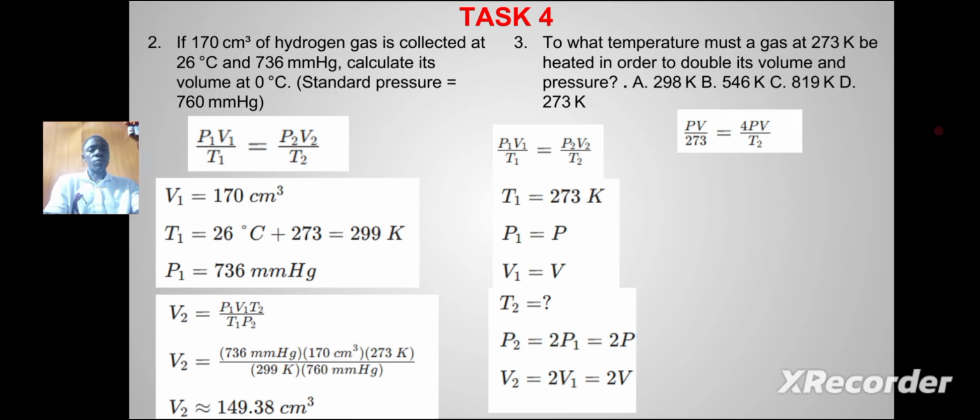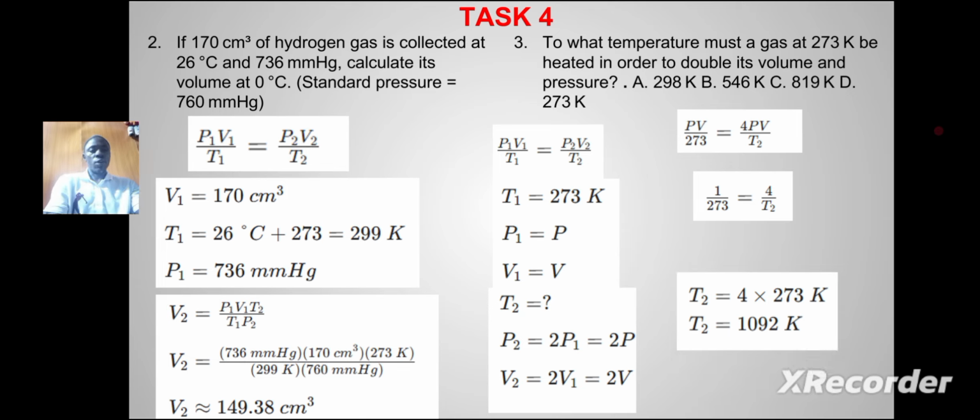Remember that P2 is 2P1, which is 2P, and V2 is 2V1, which is 2V. So once we substitute, you get 4PV altogether over T2. Once we cancel out PV, because PV is common on both sides, we'll have 1 over 273 is equal to 4 over T2. So at the end of the day, T2 is equal to 4 times 273, which is 1092 Kelvin.